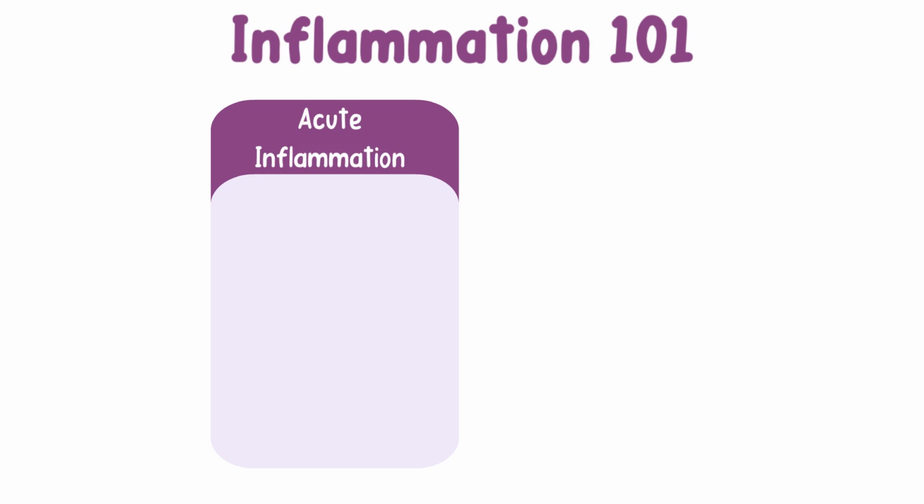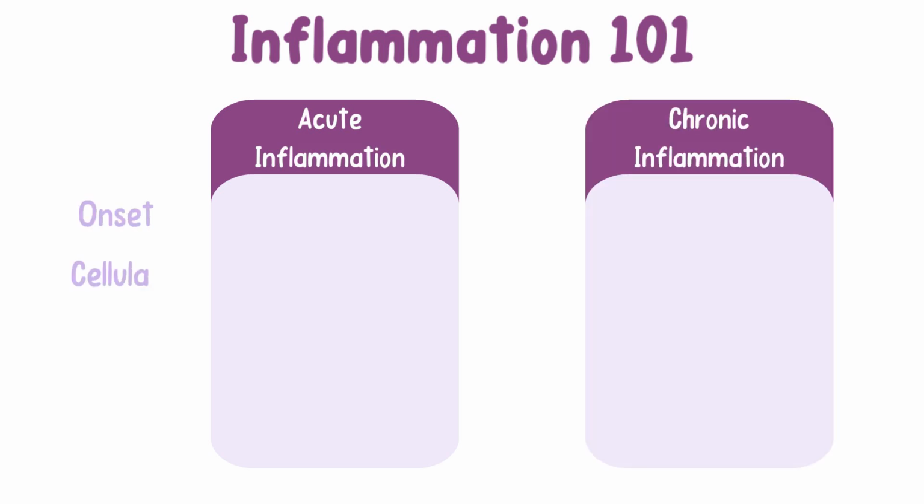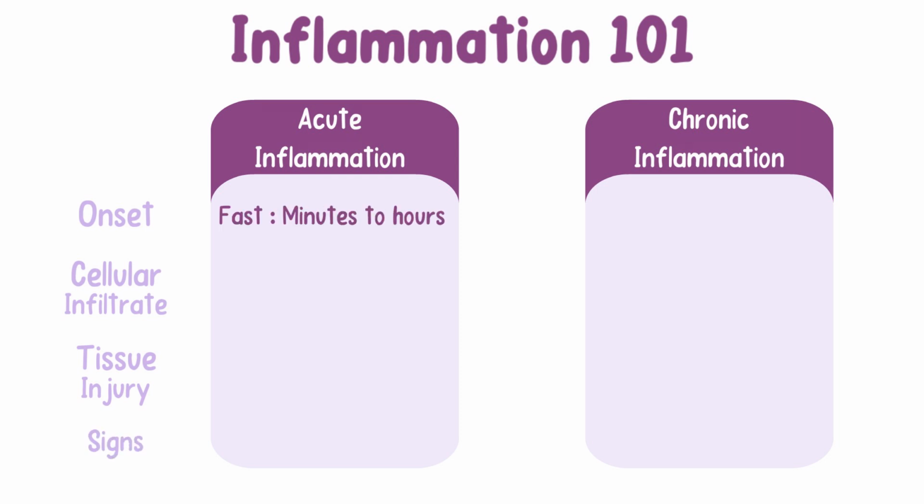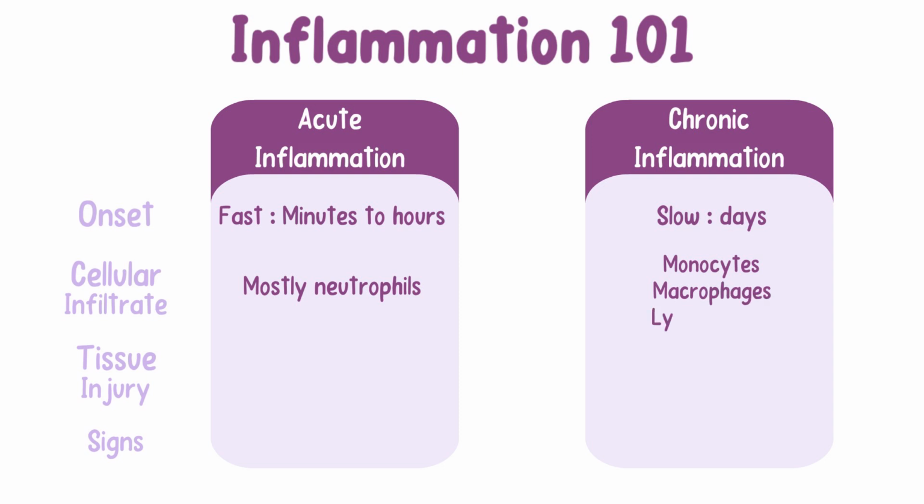Inflammation is basically of two types, acute and chronic. Here are some important differences between the two. Acute inflammation develops rapidly, within minutes to hours, whereas chronic inflammation develops slowly, within a few days. The cellular infiltrate in acute inflammation is mostly neutrophils, whereas in chronic inflammation, monocytes, macrophages, and lymphocytes are the predominant cell type. Acute inflammation causes less tissue damage, which is usually self-limiting. But in chronic inflammation, the tissue injury can be severe and can even progress with time.